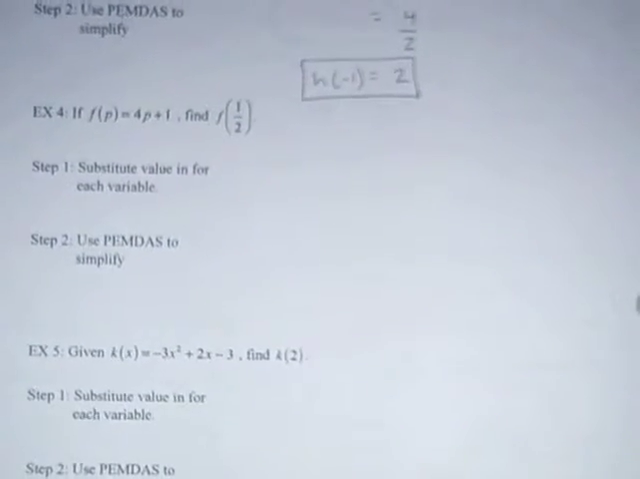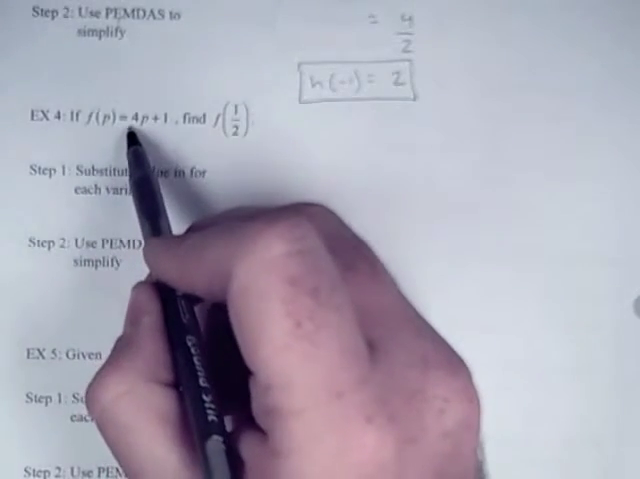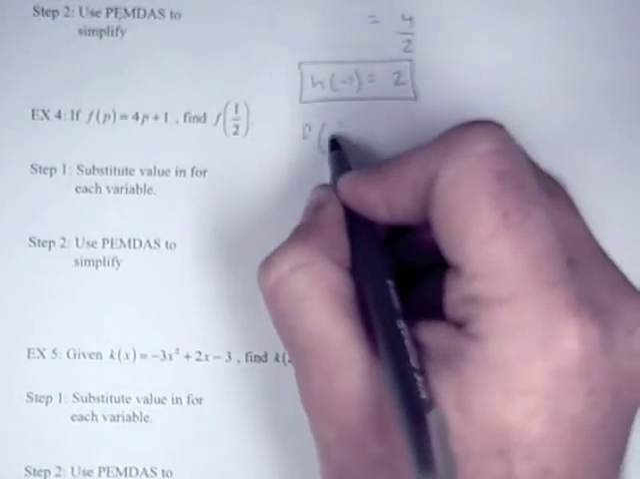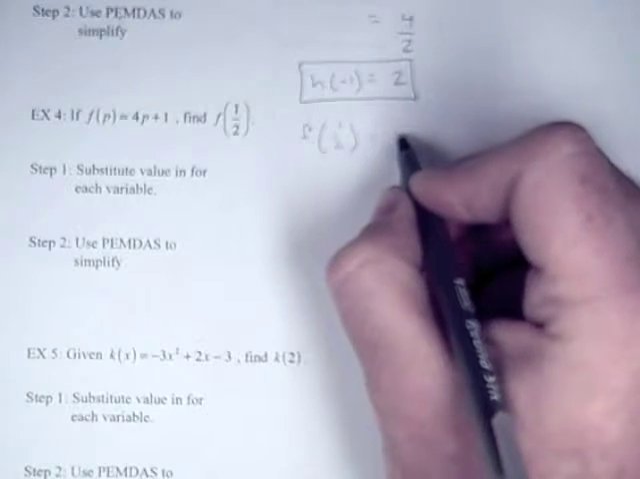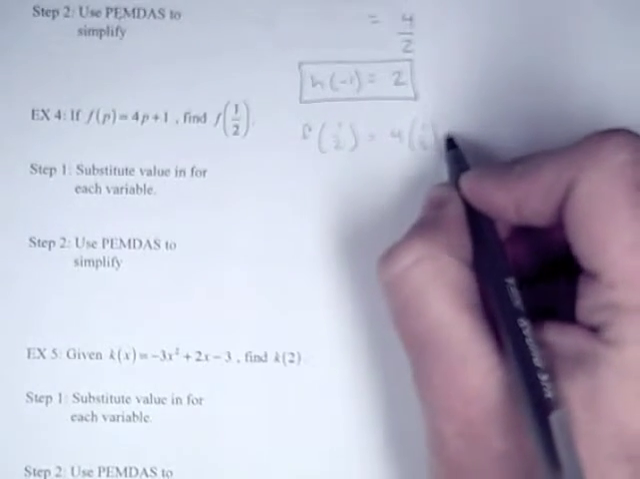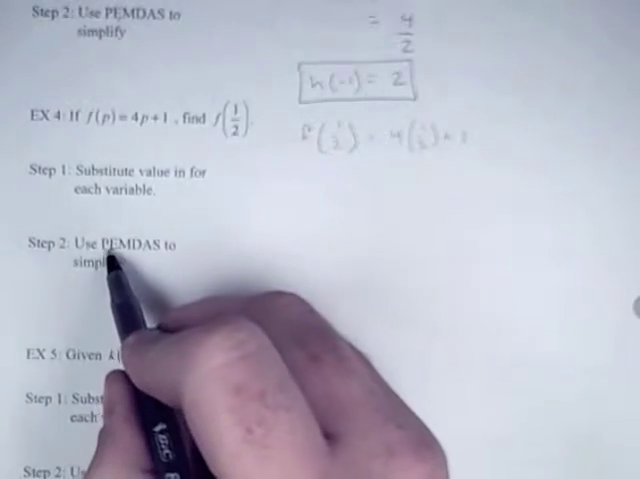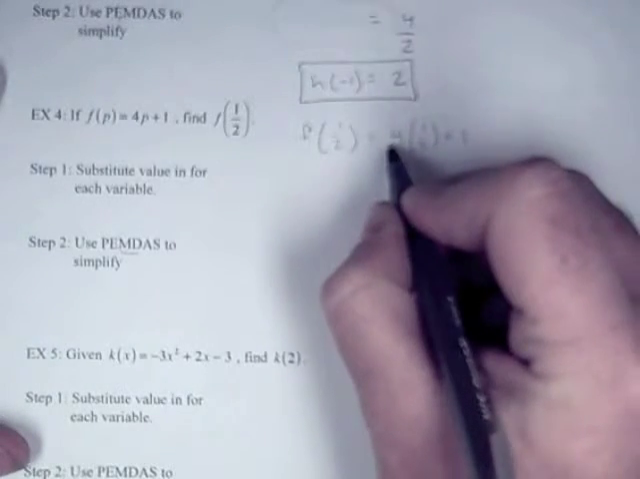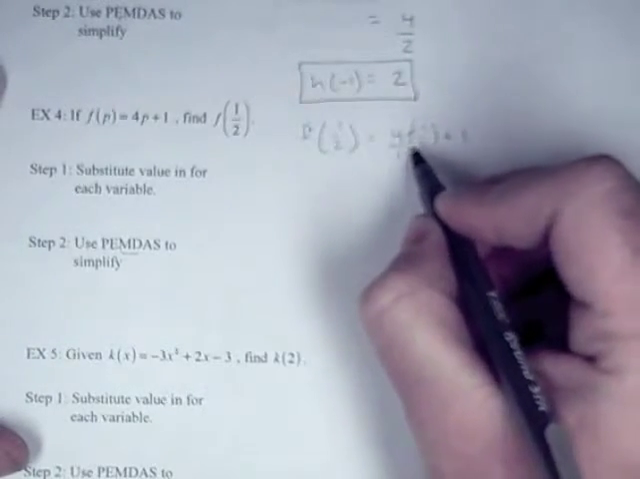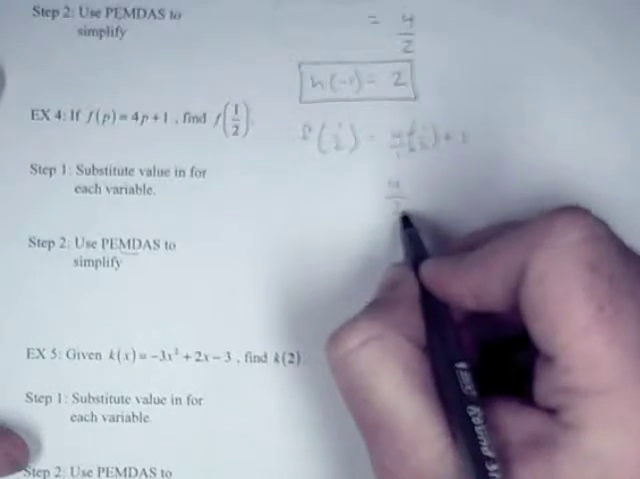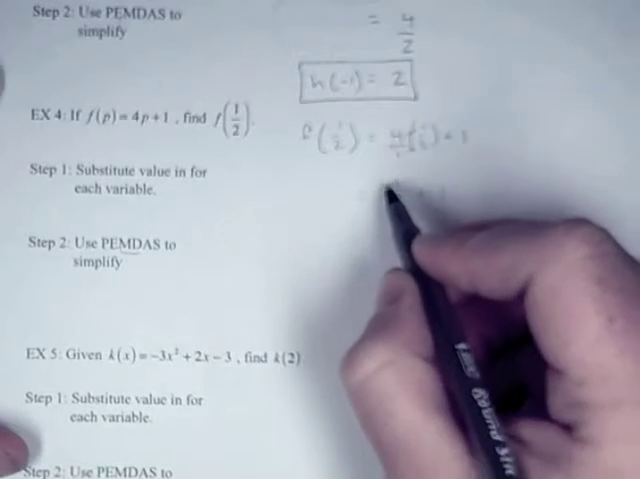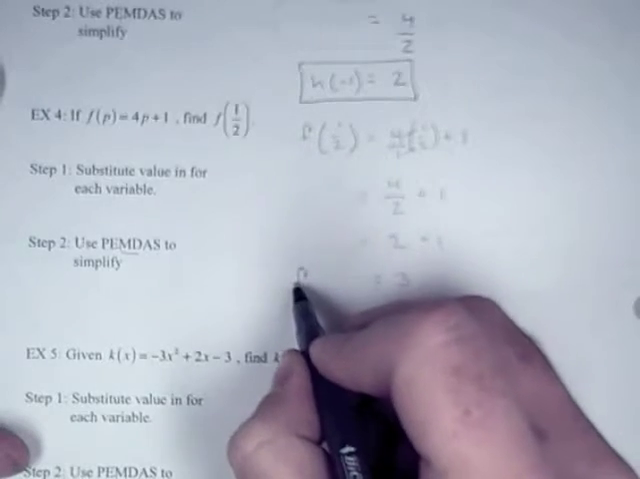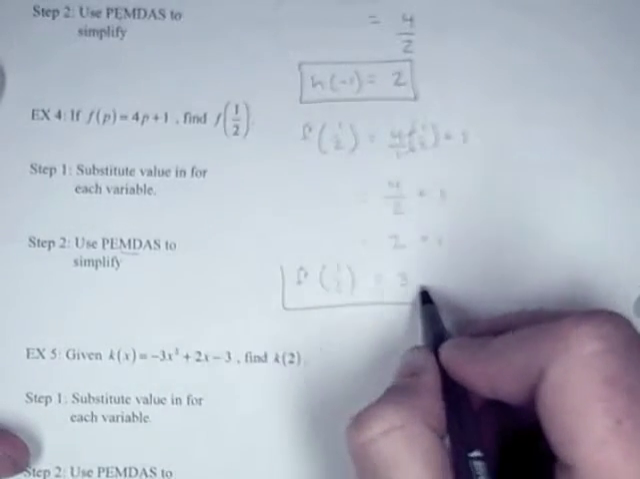Same process for example number 4. If f of p equals 4p plus 1, find f of 1/2. So f of 1/2 equals 4 times 1/2 plus 1. No parentheses, no exponents, straight to multiplication and division. 4 times 1/2, well, we put the 4 over the 1, and then we multiply straight across. So 4 over 2, and of course plus 1. 4 divided by 2 is 2, plus 1 is 3. F of 1/2 equals 3.